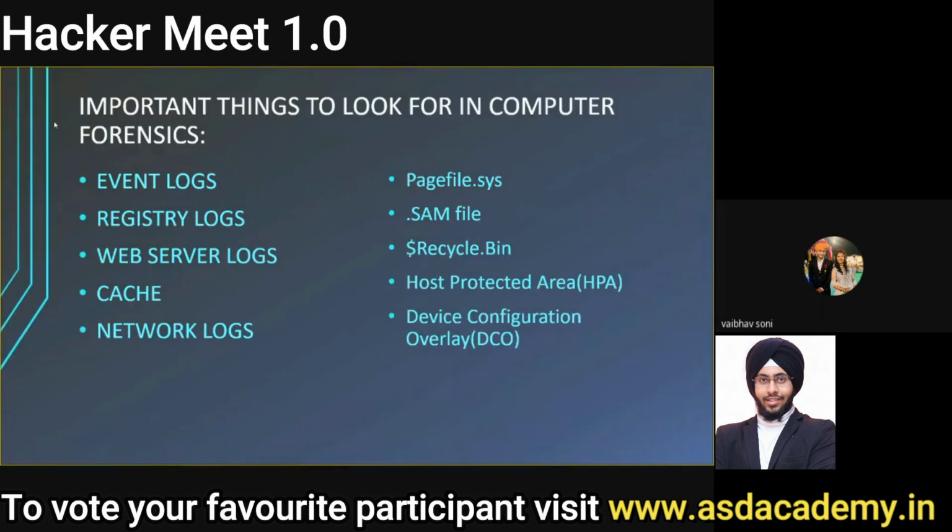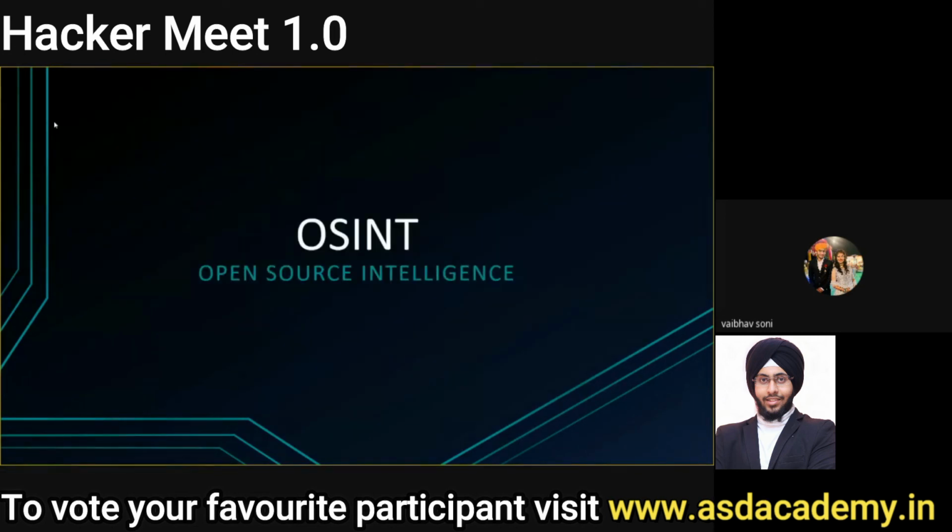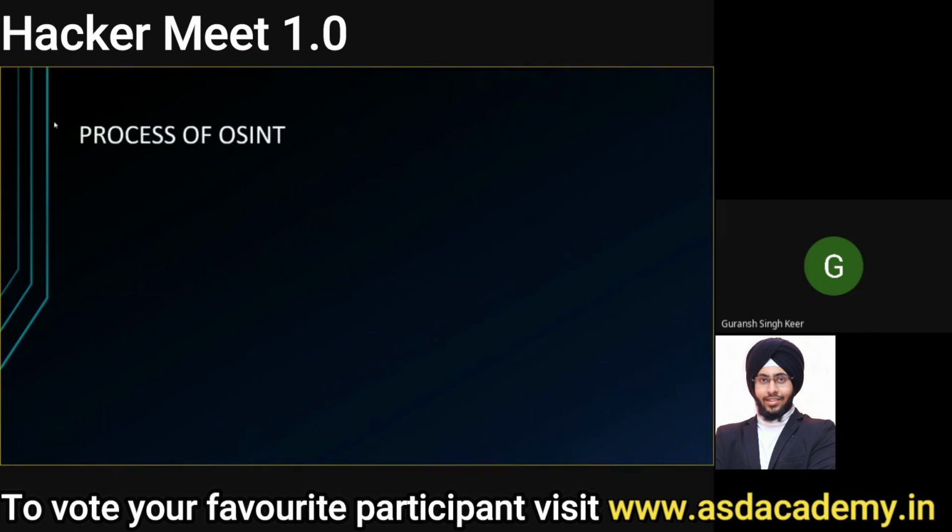Okay. So open source intelligence is a framework that we use to gather information that's available publicly in public records. For that, we have a couple of frameworks that we need to look at. And the process of OSINT is a five-step process.